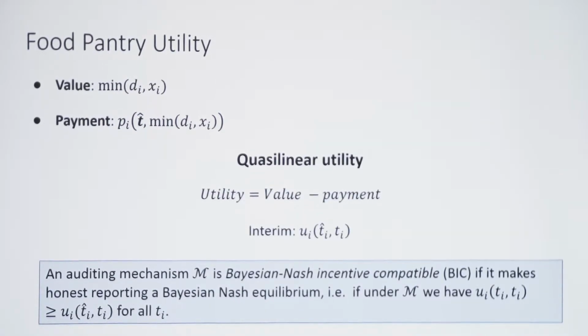Unlike most mechanism design problems, we assume that the agent's utility is quasi-linear. So it's just the value minus the payment. And then agents are just trying to maximize their interim utility. So this is just their utility in expectation over what their opponents will do and the demand that they'll draw from their own type. And then we can just use the classic BIC constraint, which says that the truthful strategy must be the strategy that maximizes their interim utility.